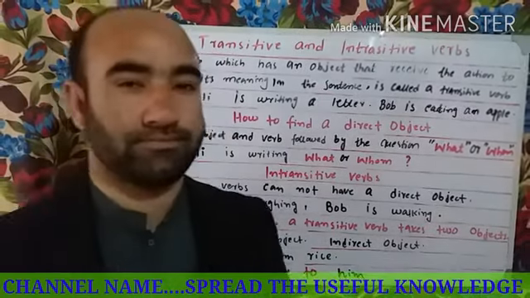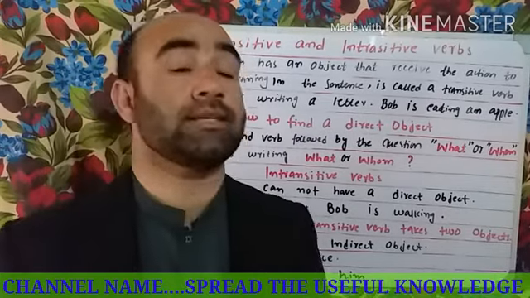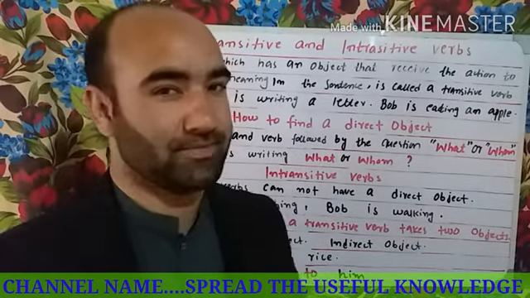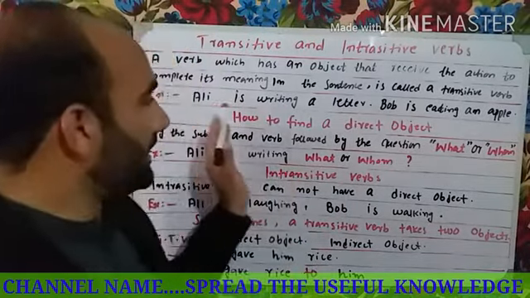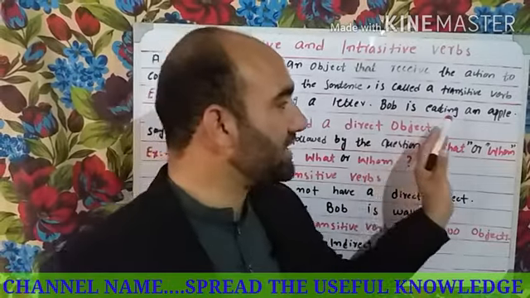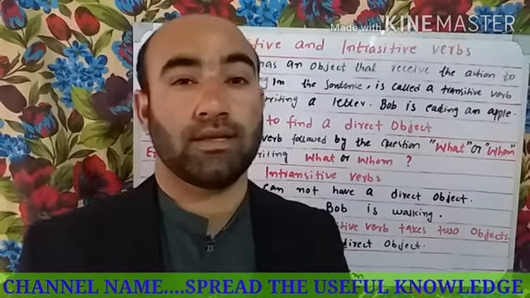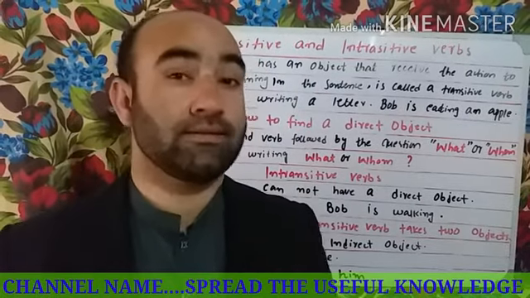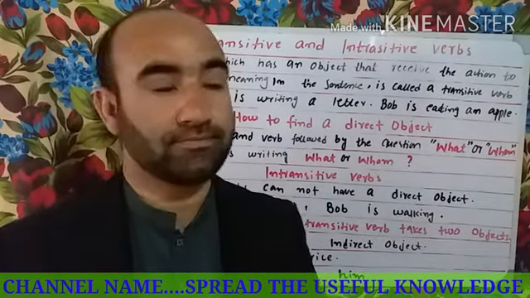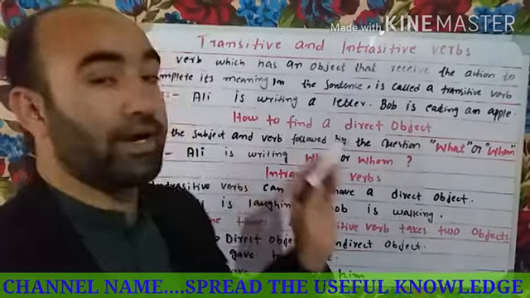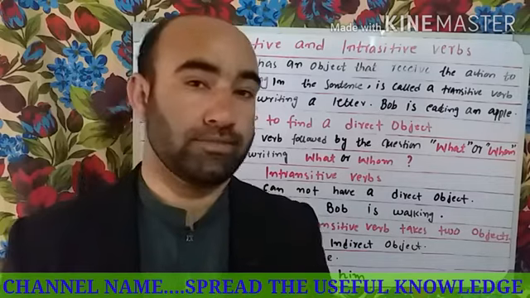Now we are clear, and in this condition, it gives us a complete meaning. The action is being done on a letter. Ali is writing a letter and Bob is eating an apple. Here apple is an object. It receives the action. It is a direct object. Here eating and writing are two verbs which are transitive verbs.